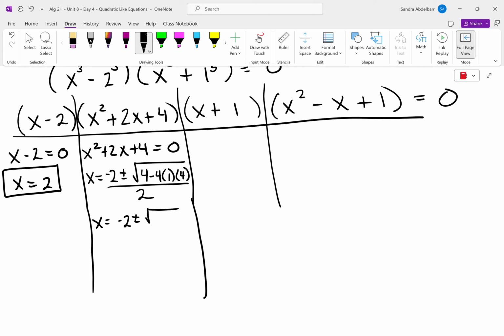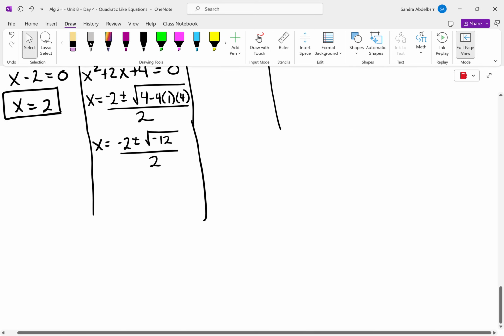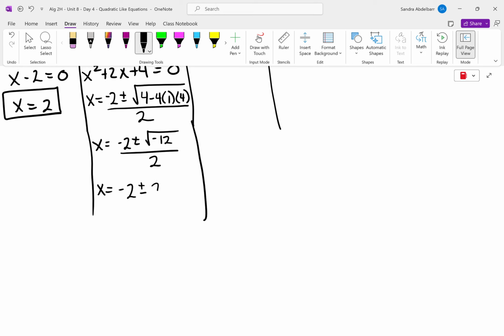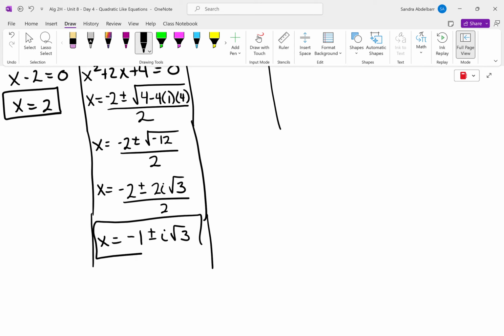We now solve this. X is equal to negative 2 plus or minus the root of negative 12 over 2. I'm going to simplify that radical. X is equal to negative 2 plus or minus 2i root 3 over 2. I'm going to divide out a 2, so I end up with negative 1 plus or minus i root 3. This counts as 2 solutions.